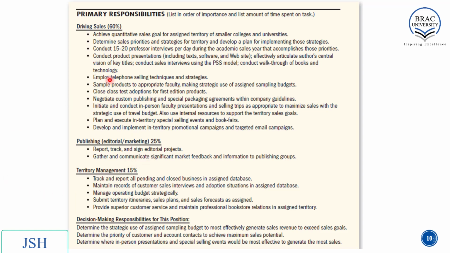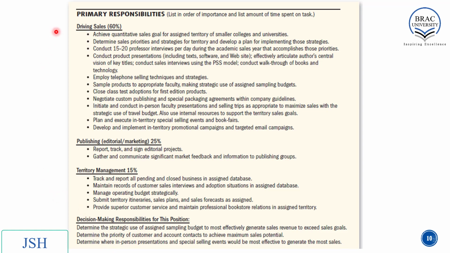Now among all of these responsibilities, 60% is driving sales related task. So that comes first. Next, 25% of the responsibilities of the job is related to publishing. So that comes second. And the rest 15% is related to territory management. And that comes last. So as I said just a bit earlier, the responsibilities might be listed in order of importance. So the most important one comes first, the next important one comes second, and the least important one comes last. So this is about primary responsibilities of the job.